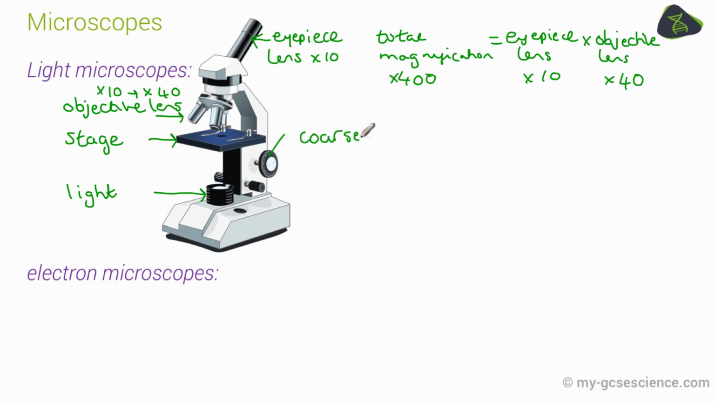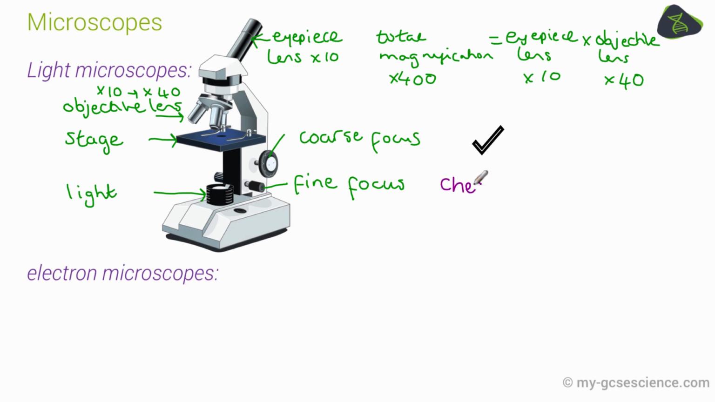This is the coarse focus, and it basically moves the stage up and down. And this dial here is for the fine focus, the more precise focus. There we go. Right, so there are certain advantages and disadvantages of using this microscope.